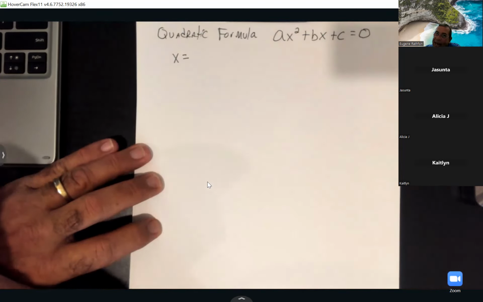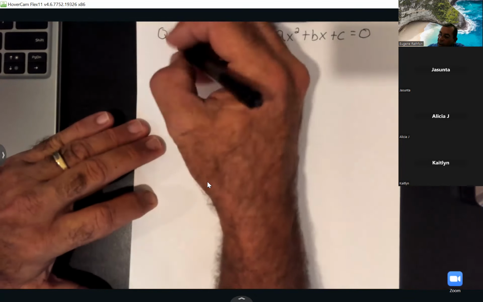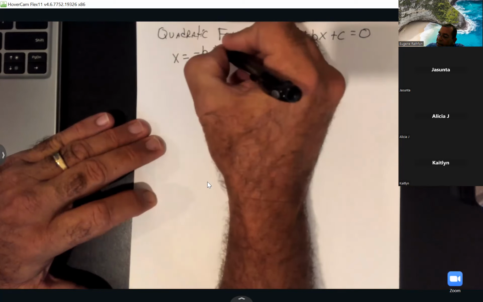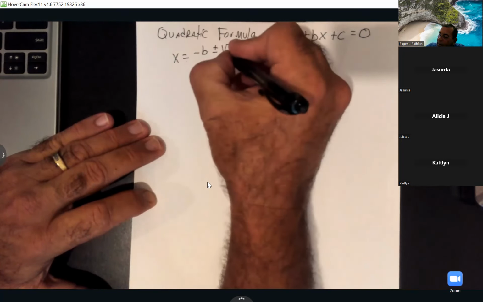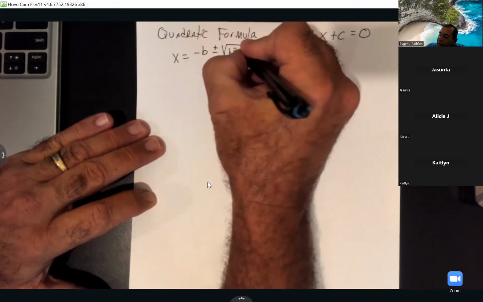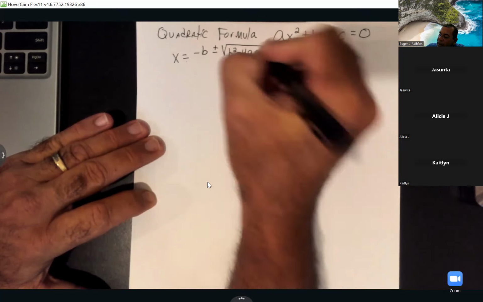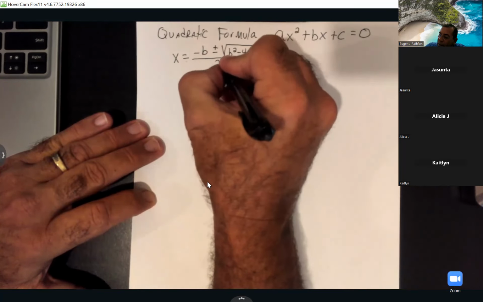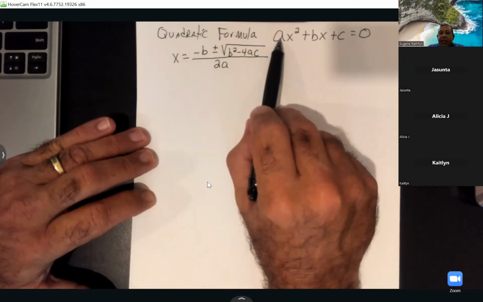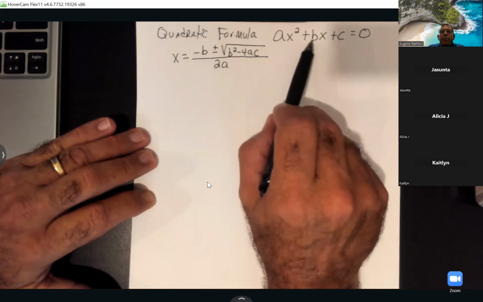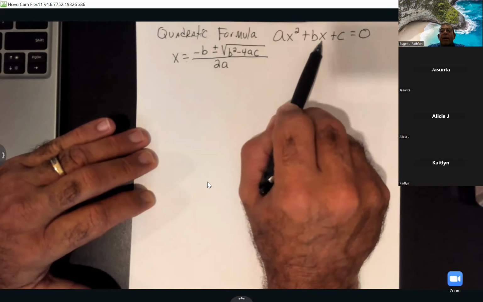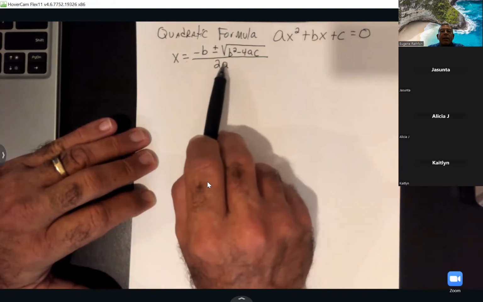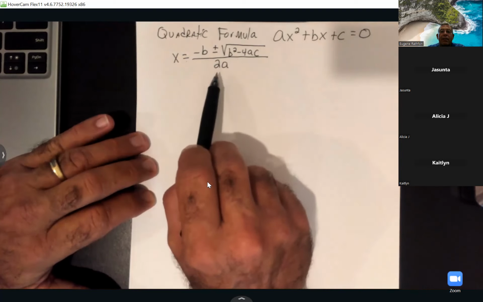Y'all probably seen this in life before, but the quadratic formula is negative b plus or minus the square root of b squared minus 4ac, all of that over 2 times a. a is the number in front of the x squared, b is the number in front of the x term, c is the number at the end. We'll plug those numbers in and solve this to get our answers.